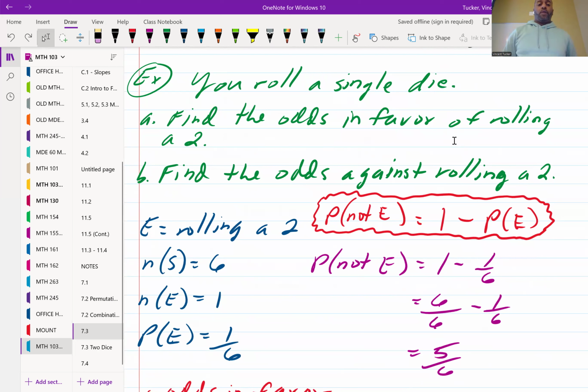The event is rolling a 2, so there's only one outcome in your sample space. That's a 2. So the probability of rolling a 2 is 1 out of 6.